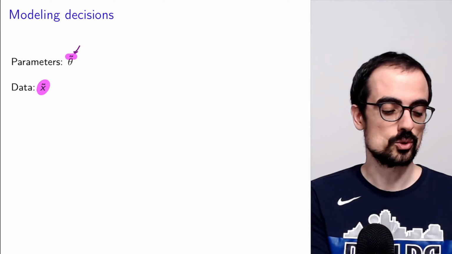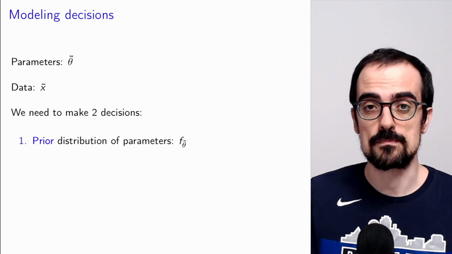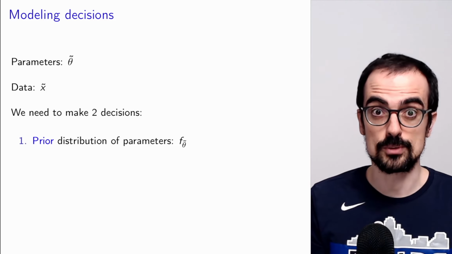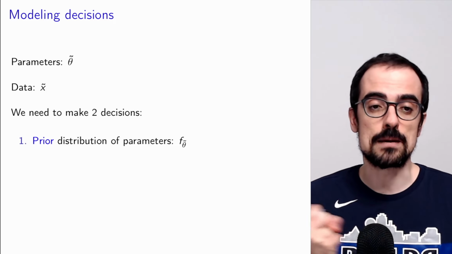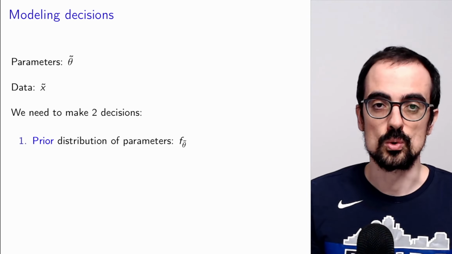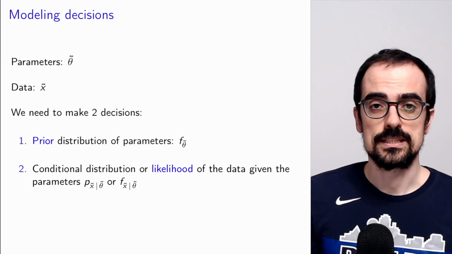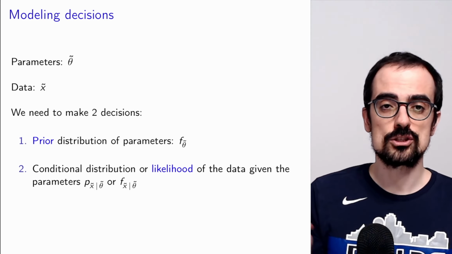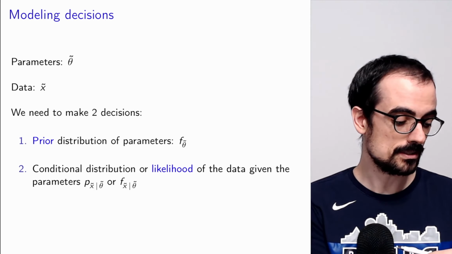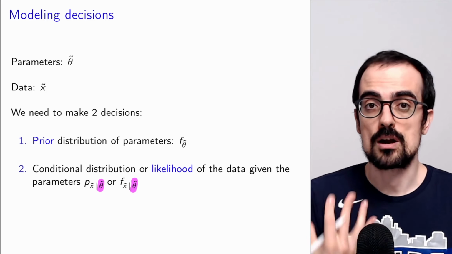So we have two decisions to make. We need to decide what is the distribution of our parameters before we see any data. We call that the prior distribution of the parameters. Typically, it's going to be a PDF because typically we're going to use continuous distributions to define our parameters. The other decision that we need to make is what is the conditional distribution or the likelihood of the data given the parameters. If we fix the parameters, what is the distribution of the data under our parametric model of interest?